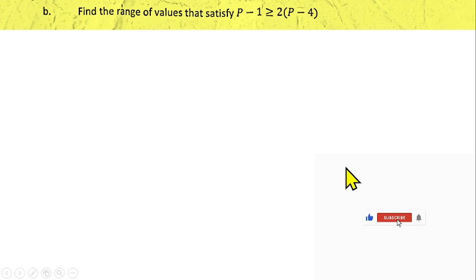Now question number 5b is from inequalities. You have to find the range of values of the inequality p minus 1 greater than or equal to 2 into p minus 4. So that's very simple as well.